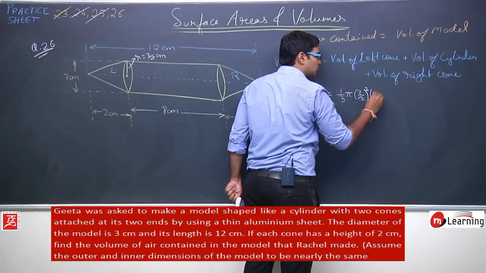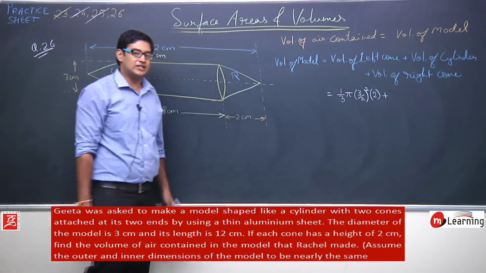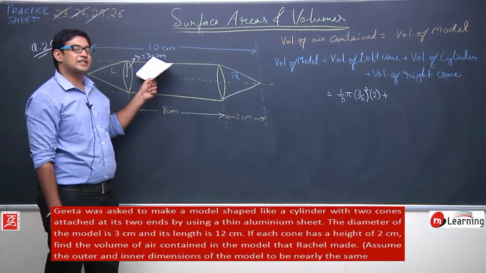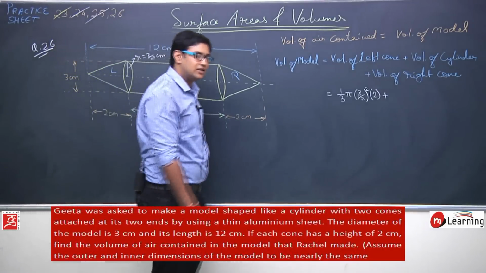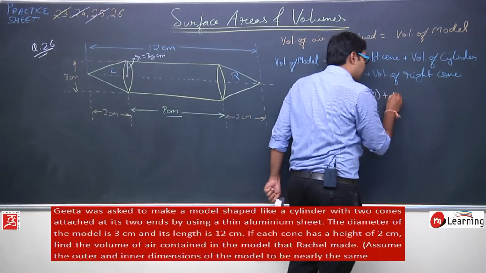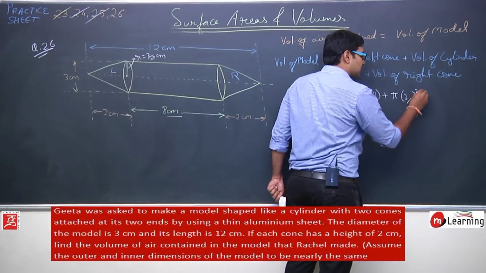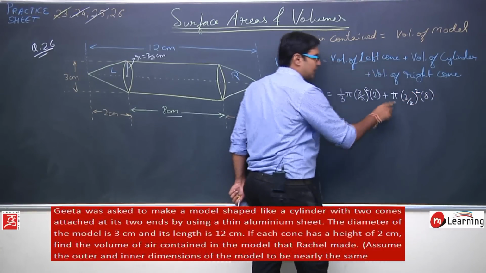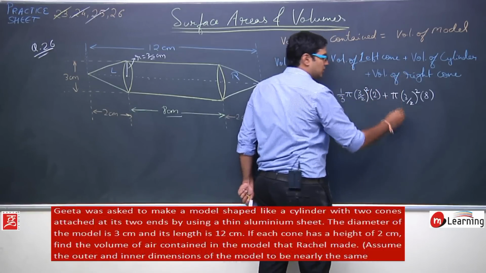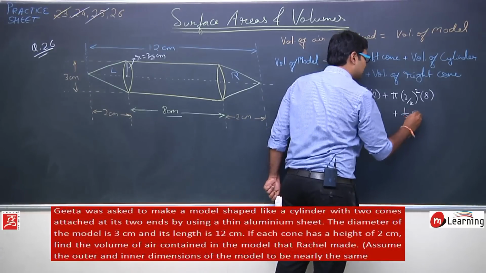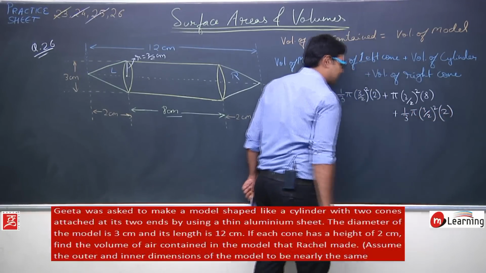Plus volume of cylinder, it is pi r square h. Pi into r square, radius again 3 by 2 centimeters, and h will be this time 8 centimeters. So plus pi (3 by 2) square into 8 centimeters. So pi r square h plus volume of this right cone, it will again be the same, which is 1/3 pi (3 by 2) square into h, which is 2.